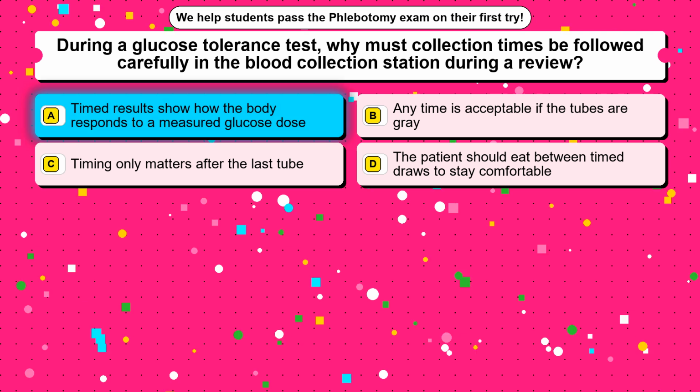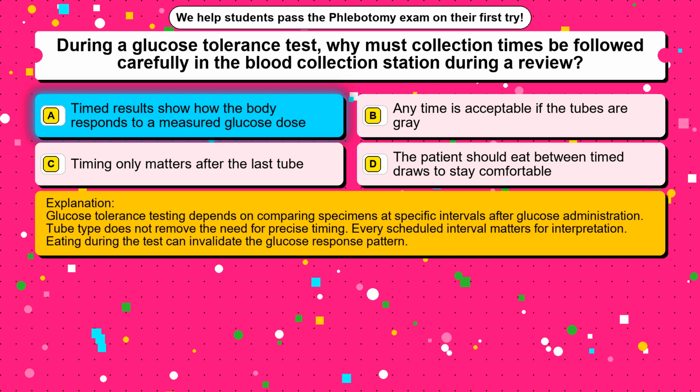The correct answer is option A. Timed results show how the body responds to a measured glucose dose. Glucose tolerance testing depends on comparing specimens at specific intervals after glucose administration. Tube type does not remove the need for precise timing. Every scheduled interval matters for interpretation. Eating during the test can invalidate the glucose response pattern.